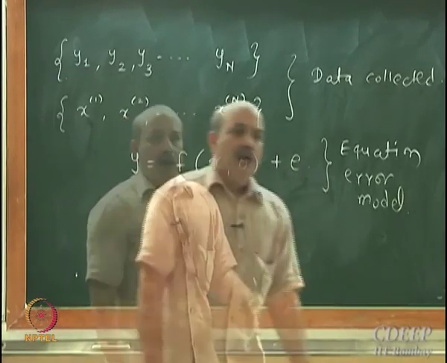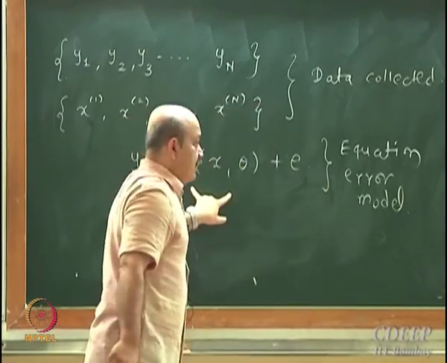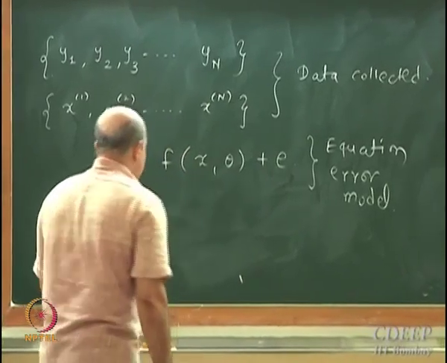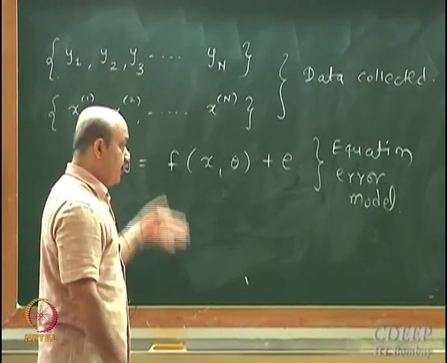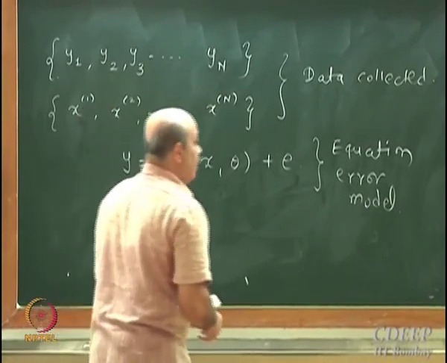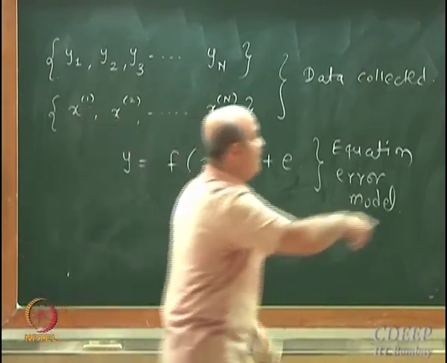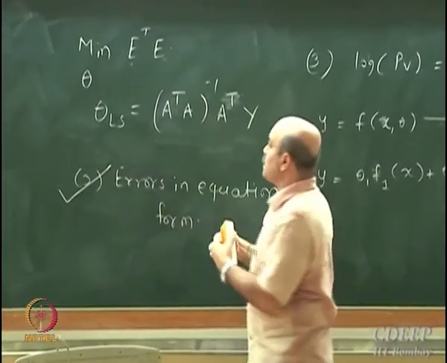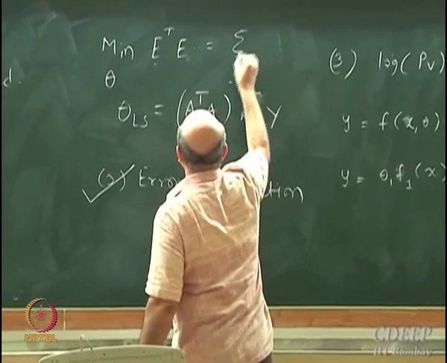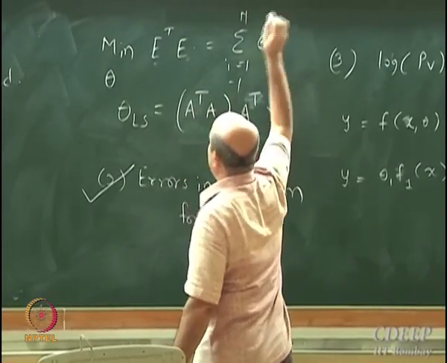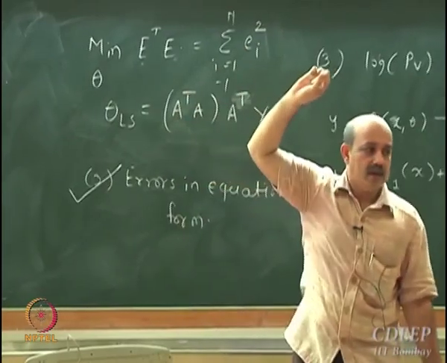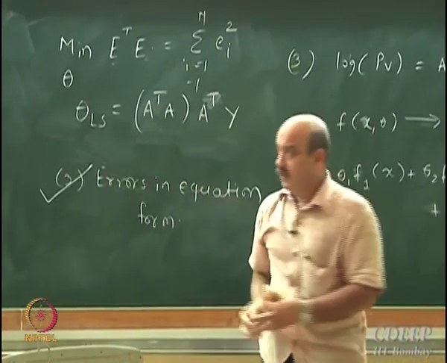Now, this is a nonlinear in parameter model, okay? And what is the least squares problem that would arise from this when I want to estimate theta? So, what was the problem here? E transpose E, if you remember. What is E transpose E? This is summation i going from 1 to n of e i square, right?